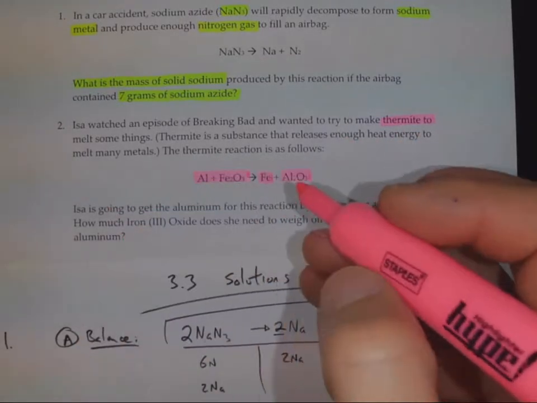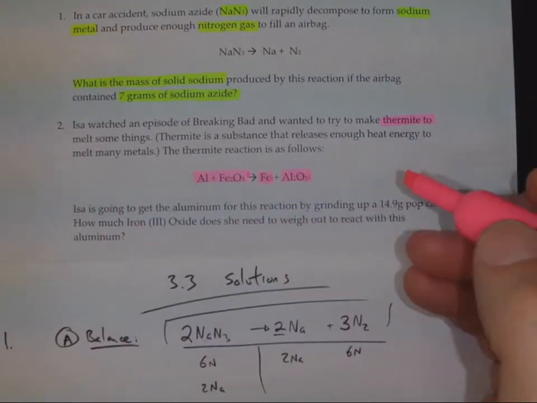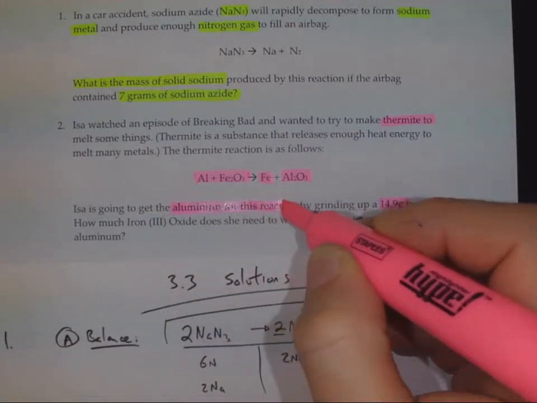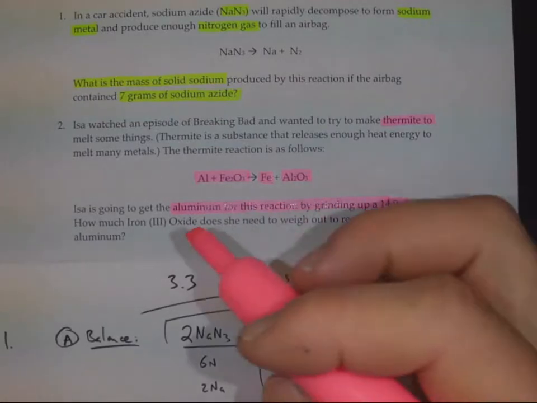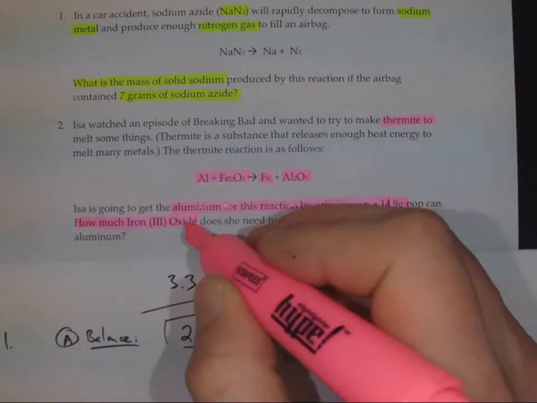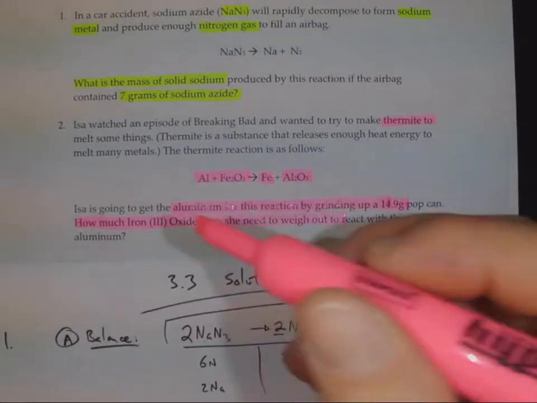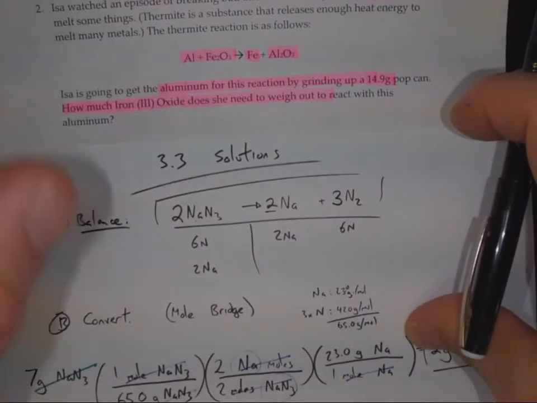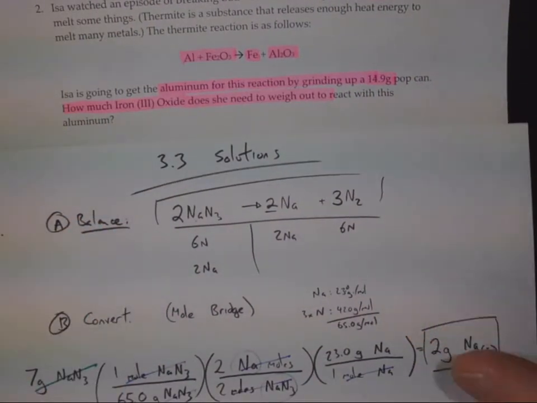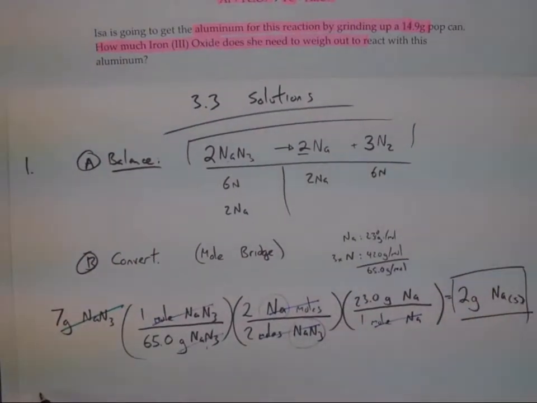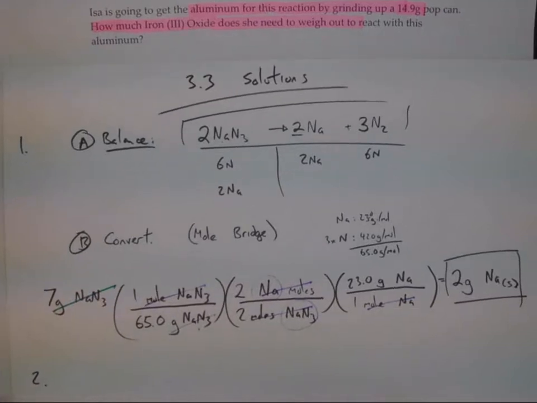We want to know how Issa is going to get aluminum for this reaction: by grinding up 14.9 grams of aluminum in a pop can. And the question is, how much iron oxide does she need to weigh out to react with this aluminum? So this is going to be quite a similar question to the one we did in class today, where we were performing that really endothermic reaction, where we had one amount of a substance and we need to know how much we need to mix with it. And this is a very common chemistry problem.